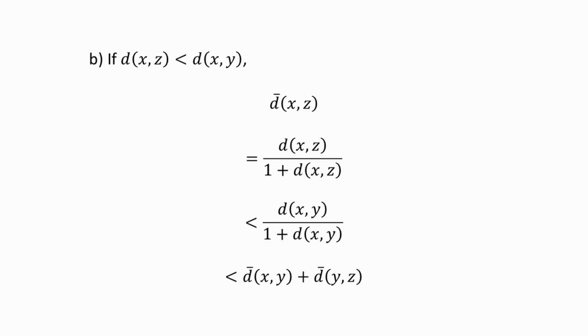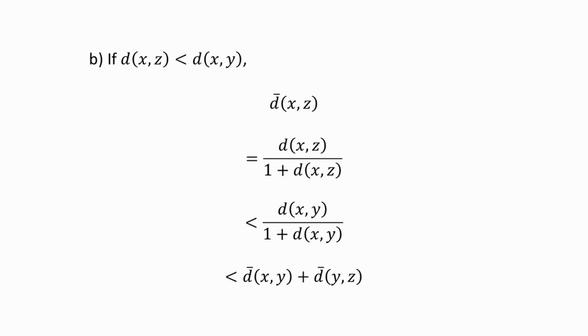B. If d of x and z is smaller than d of x and y, then consider d bar of x and z, which after we apply the definition is smaller than d of x and y over 1 plus d of x and y. It's because when d acts on two different elements, it's always larger than 0. And when we consider this fraction, if we increase d of x and z in both the numerator and denominator, then the whole expression will be larger.